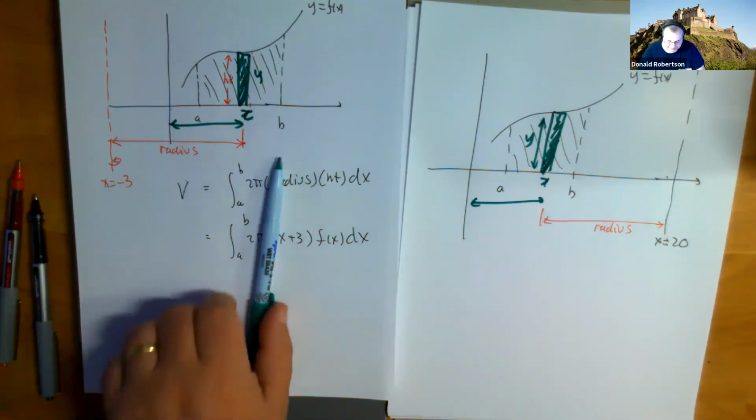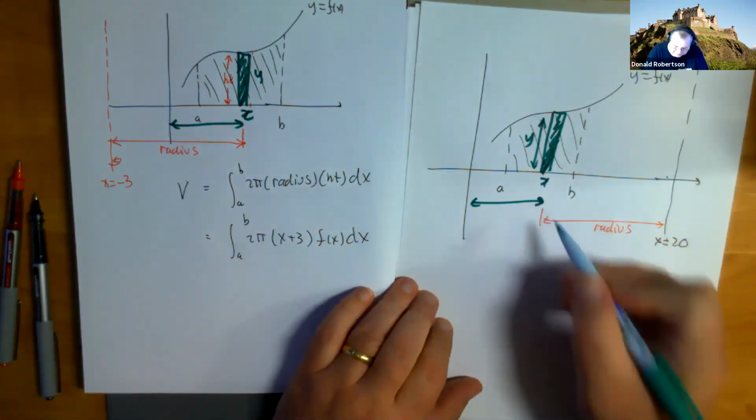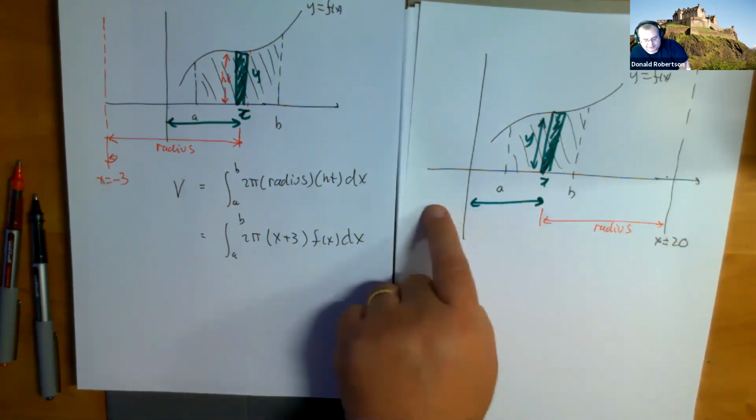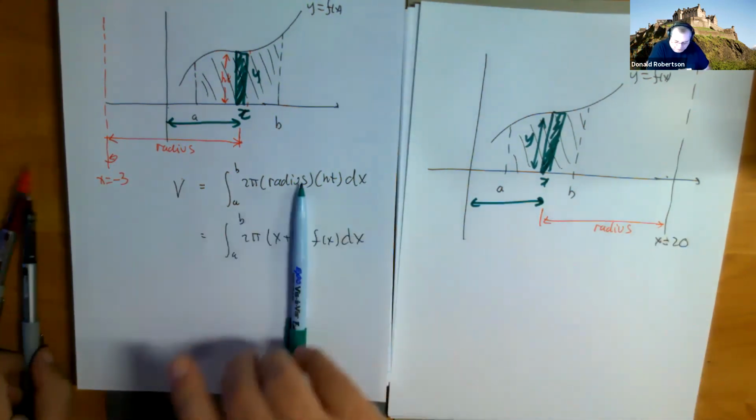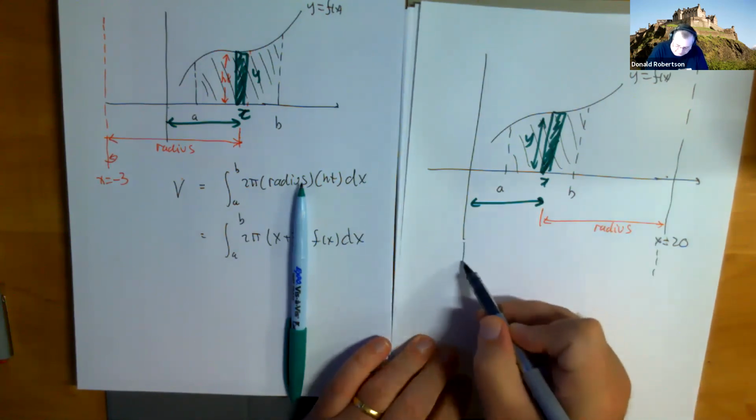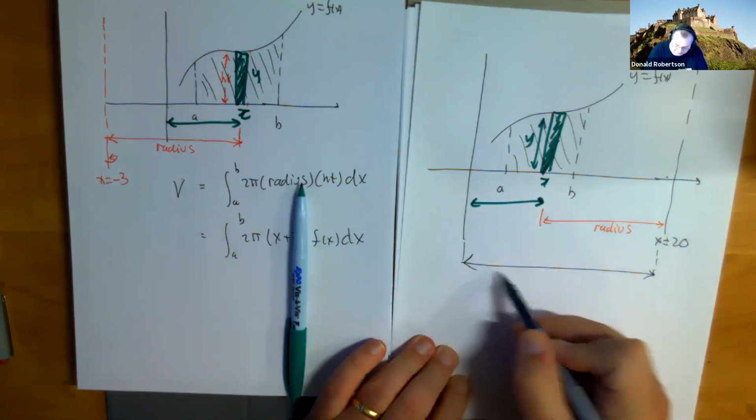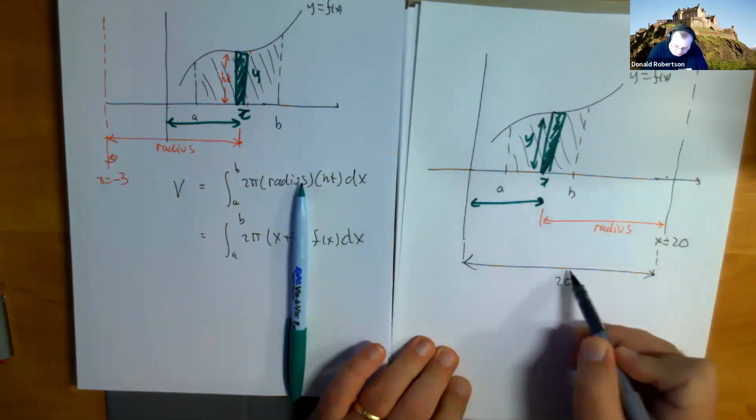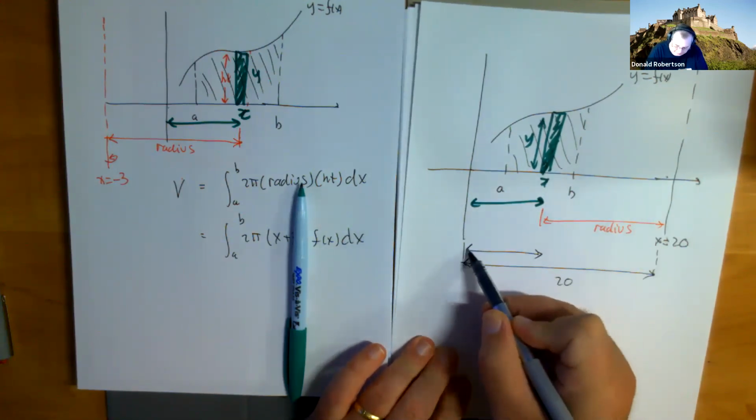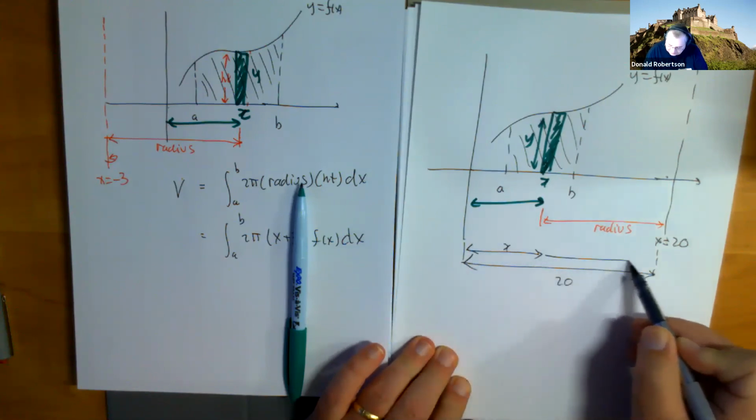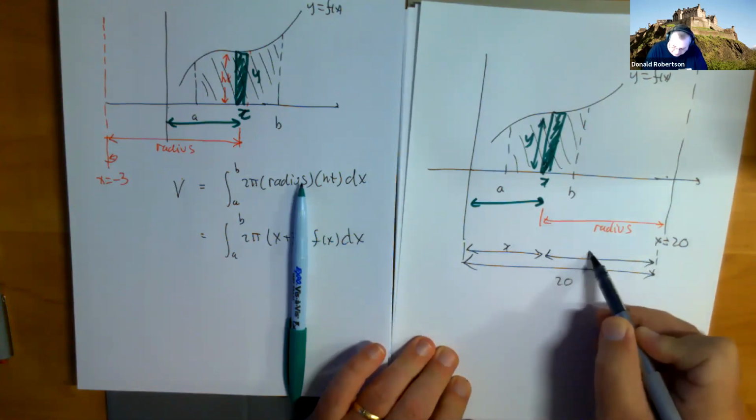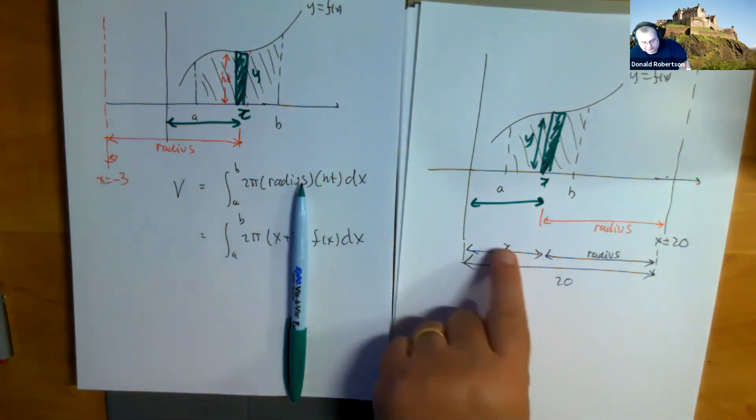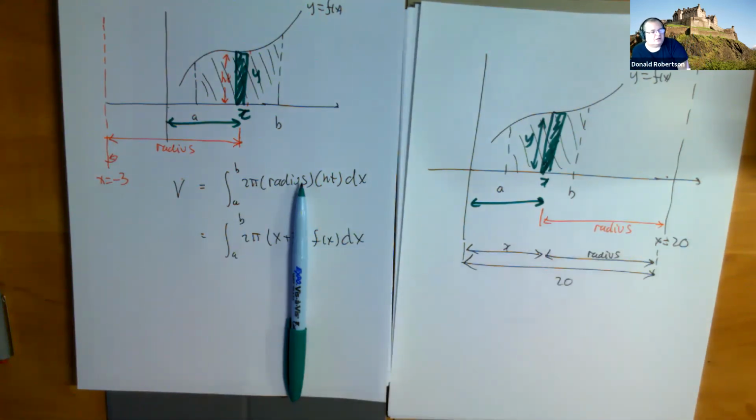Okay, now, the total distance from the y-axis to this line is 20, right? That total distance from here to here is 20. The distance from here to the rectangle is x. The piece that we want is the other bit, right? Which we're calling the radius. Can you see that 20 take away x is that guy?